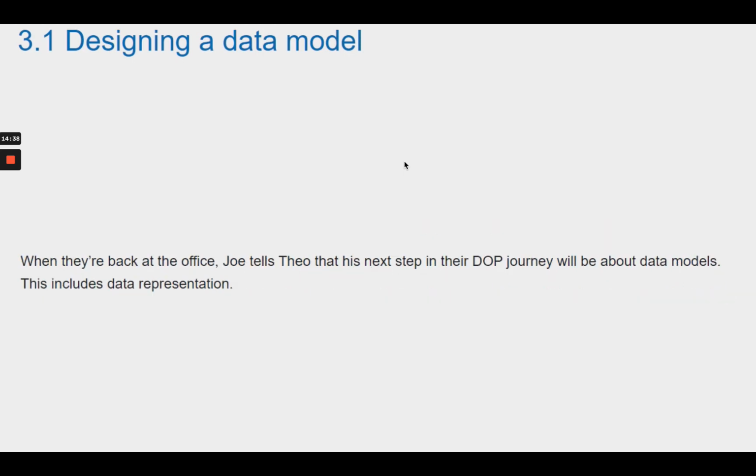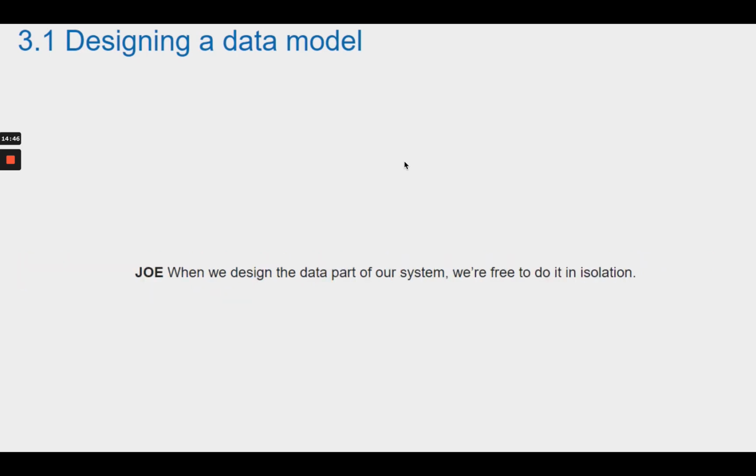When they're back at the office, Joe tells Theo that his next step in their DOP journey will be about data models. This includes data representation. Joe: When we design the data part of our system, we're free to do it in isolation. Theo: What do you mean by isolation? Joe: I mean that you don't have to bother with code, only data.